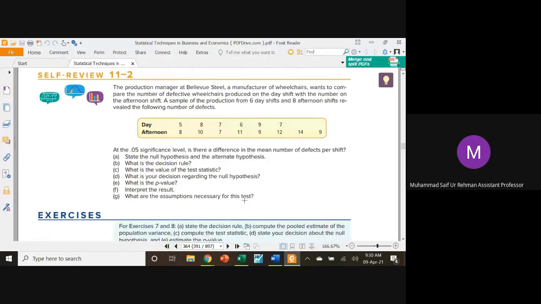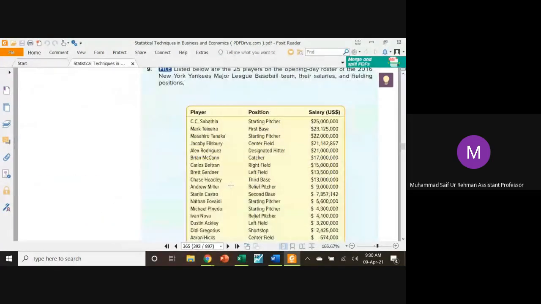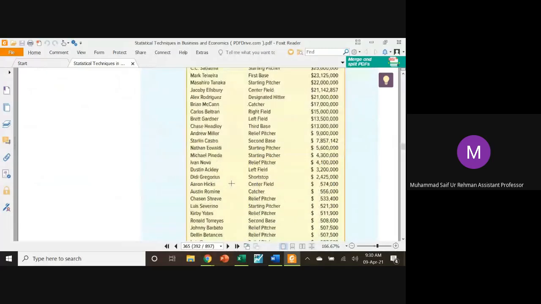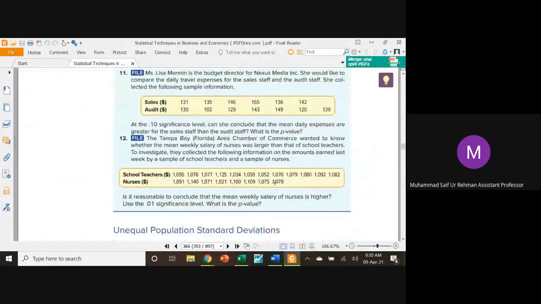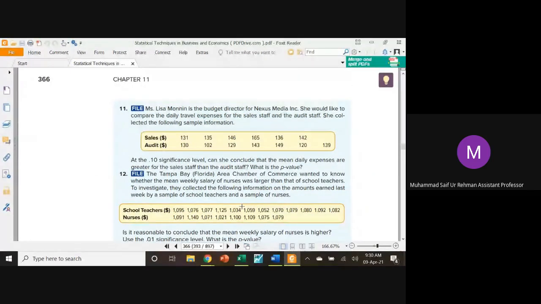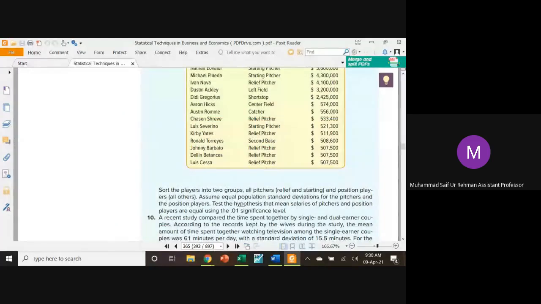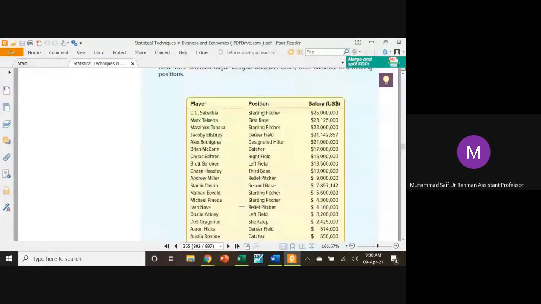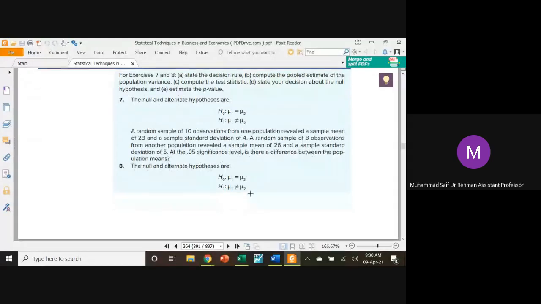Now there are different questions, and you may solve all these questions. If you see any problem in any question, quickly have a glance, and if you feel any problem in any question, I can give you a hint how that will be solved. I think after solving this self-review, you are able to solve all these questions.